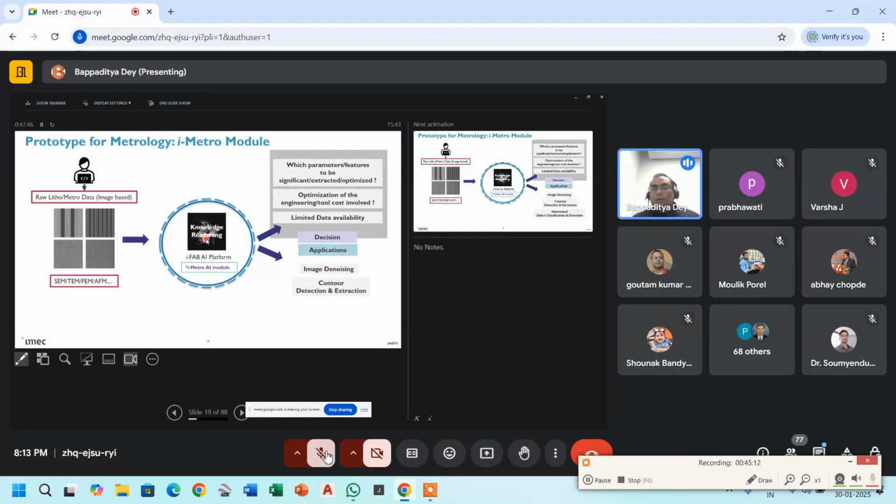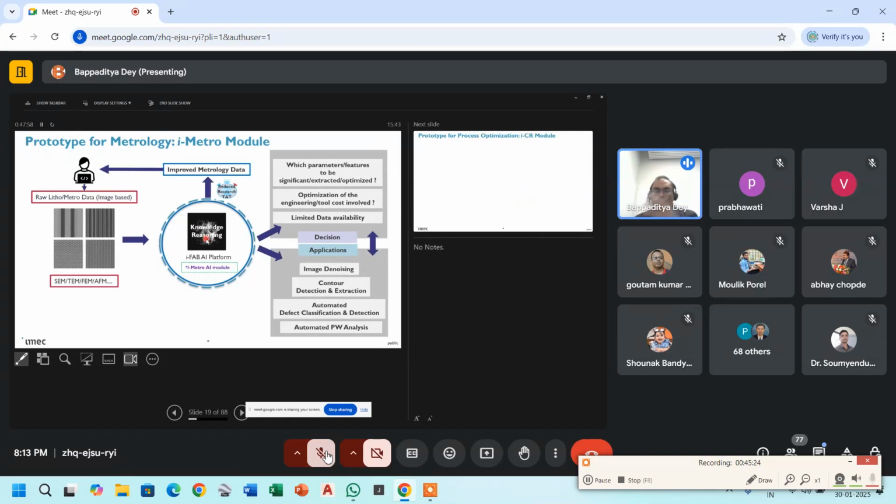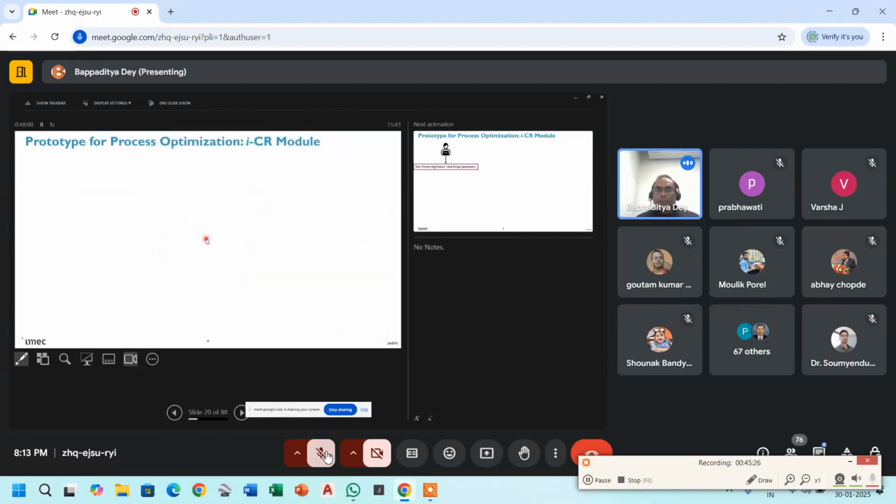And the applications that we have solved over this decision are image denoising, contour detection extraction, automated defect classification detection, and automated process window analysis. Again, I'm not going to do this, so you can imagine these are some applications that we need in semiconductor. Okay, I'll skip this slide.